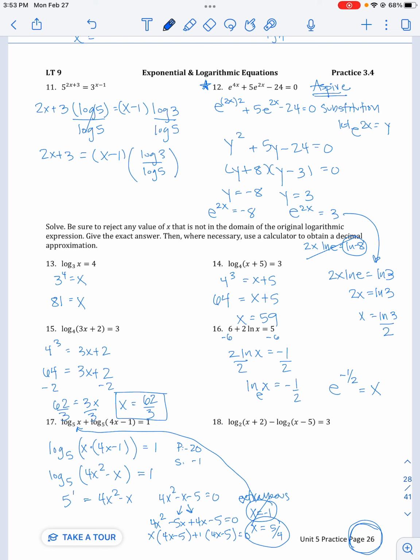Okay, number 18. Now I'm condensing logarithms and then solving. So I've got log base 2 of x plus 2 divided by x minus 5 as a quantity equals 3. So what this is saying is 2 cubed equals x plus 2 over x minus 5. So I've got that 8 is equal to x plus 2 over x minus 5. So 8x minus 40 equals x plus 2. And then you're on your way with the algebra. Looks like 7x should equal 42, and x should equal 6.